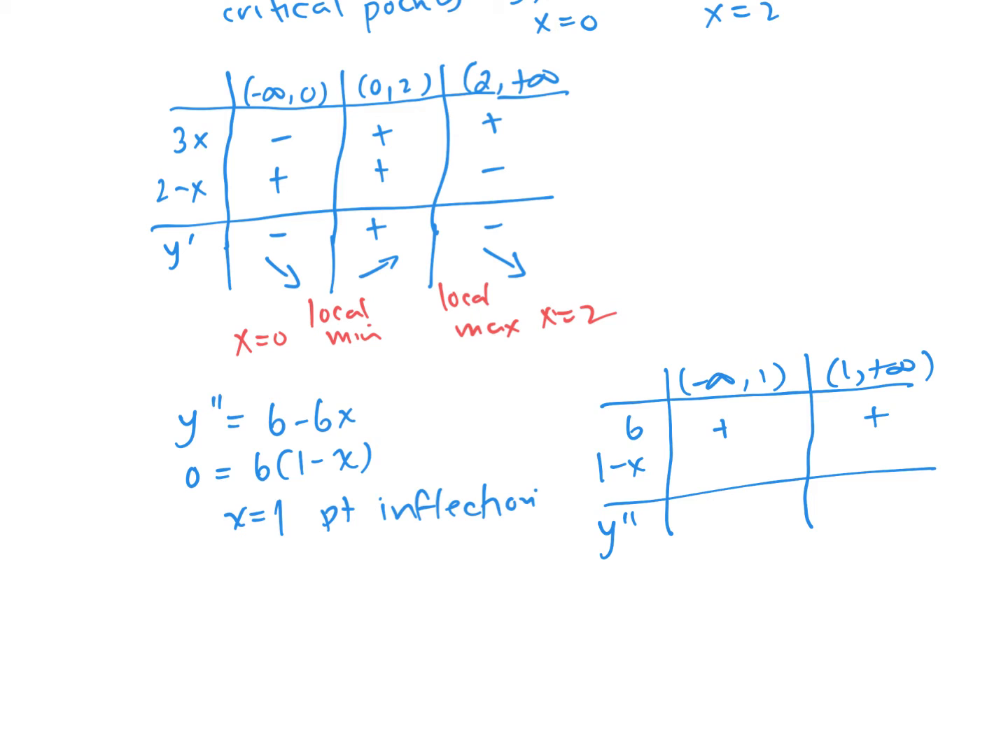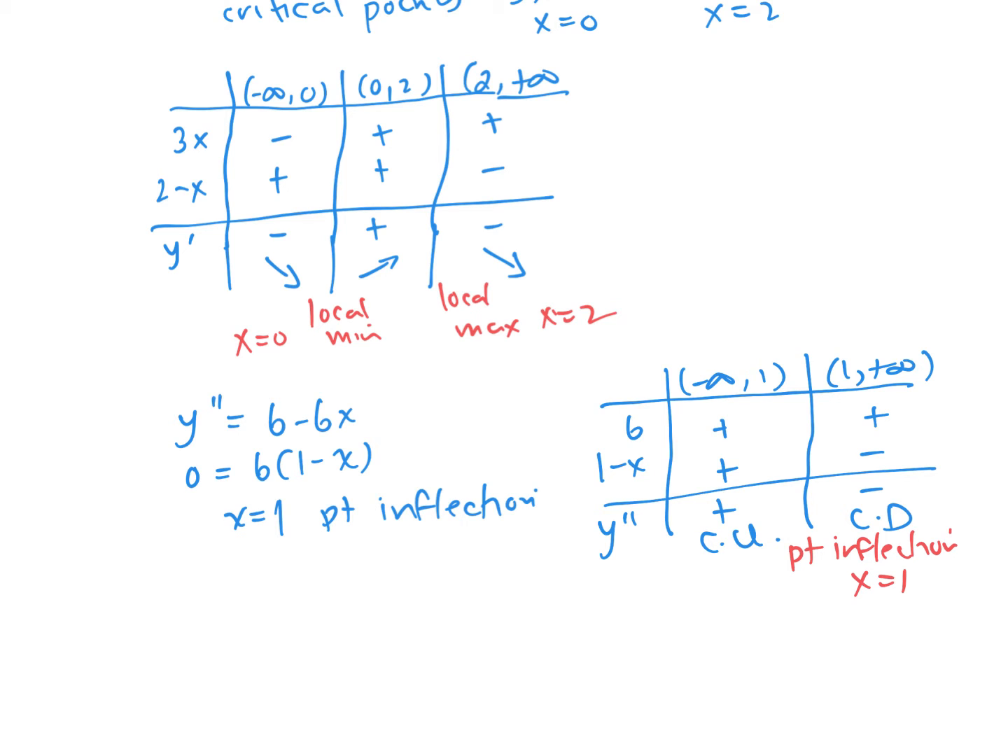6 is always positive. So I get a positive result, which means it's concave up when x is less than 1. I get a negative result that tells me the graph is concave down when x is greater than 1. And because we have a change in concavity, that means that we have a point of inflection at x equals 1.